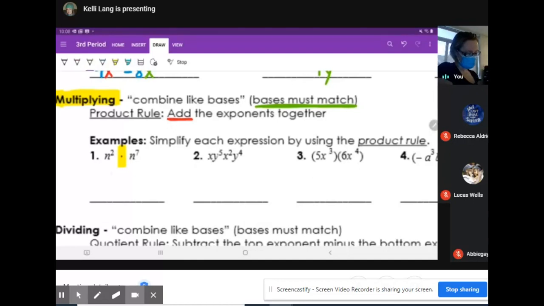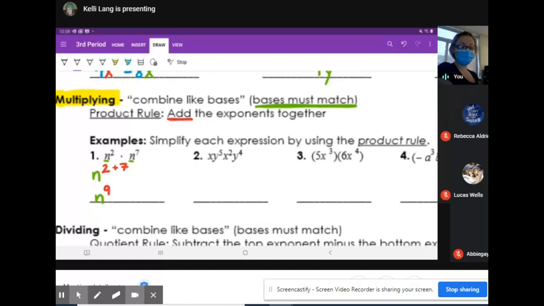So looking at example 1, I notice I have an n squared and an n to the 7th. My bases match. In both cases, my base is n. The exponents don't match, but that's okay. We don't need the exponents to match for multiplication. We just need the bases to match. So what we do is we rewrite our base, but we add together the exponents. So 2 plus 7 is going to be our new exponent. And hopefully that's fairly simple for us to calculate in our minds. 2 plus 7 gives us 9. So our answer would just be n to the 9th.